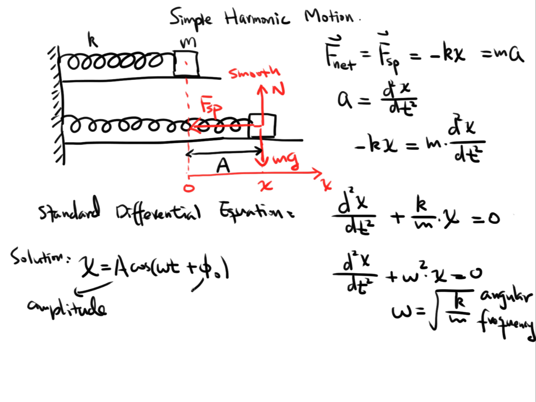Now phi naught here also depends on the initial condition. It is determined by the initial time when we start measuring the simple harmonic motion. There's a separate video talking about how to use the initial condition to determine phi naught here. And phi naught is called the phase constant.